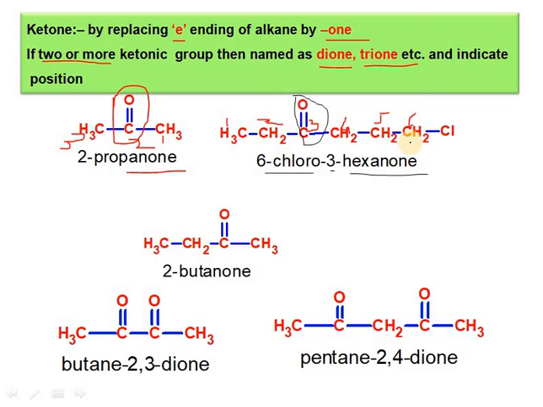Numbering we have start like this: 1, 2, 3, 4, 5 and 6. This is wrong numbering because if we start numbering from this side, this carbonyl carbon will get the fourth number. According to the IUPAC rule, the carbonyl carbon, as a functional group, gets the lowest priority number, and therefore numbering from this side will be correct, and hence 6-chloro-3-hexanone is the correct name for the structure.